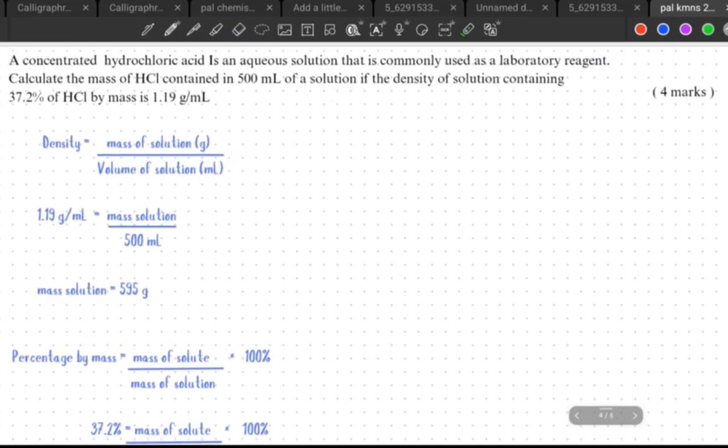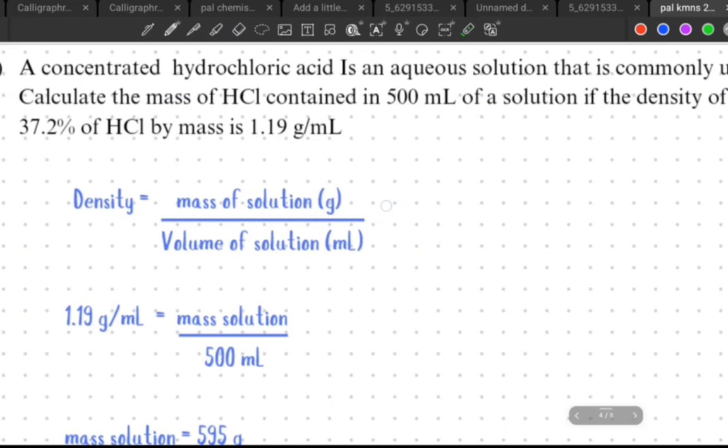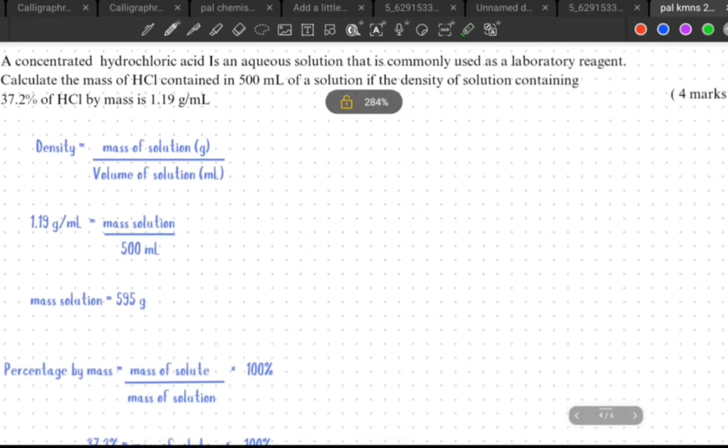Calculate the mass of HCl contained in 500 ml of a solution if the density of a solution containing 37.2% of HCl by mass is 1.19 gram per ml. Alright, so we are given the density and also the percentage by mass. The formula for density is mass of solution in gram divided by volume of solution in ml.